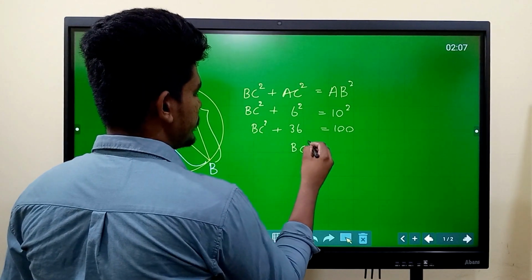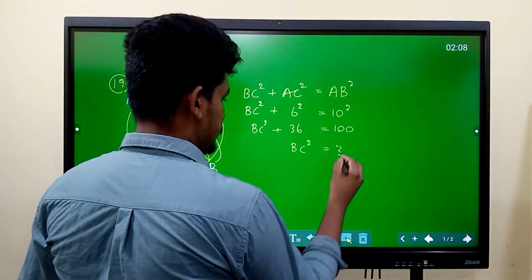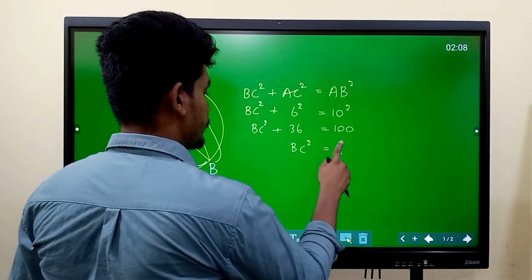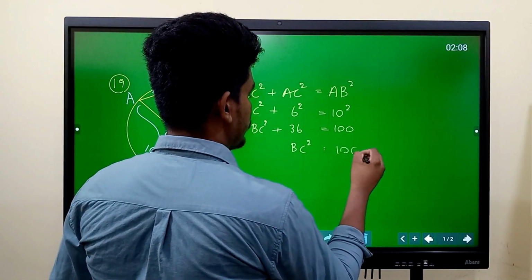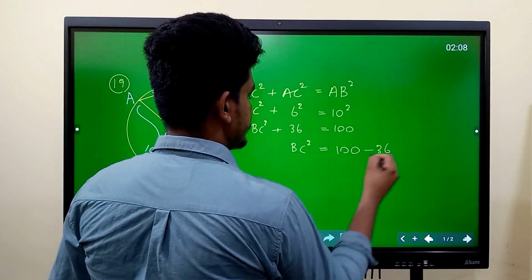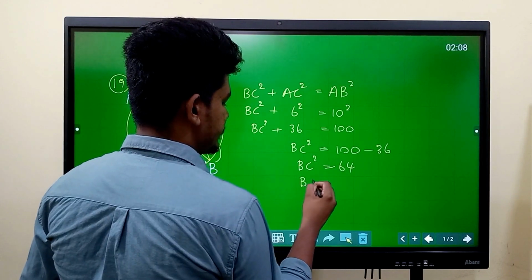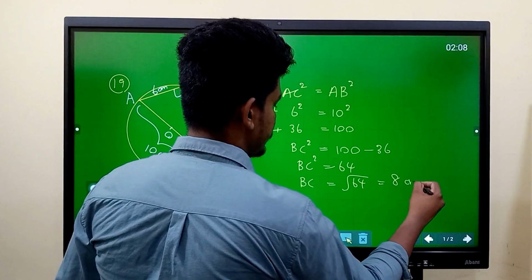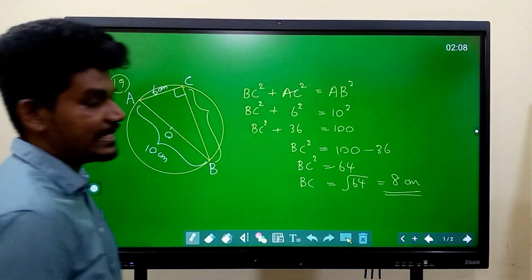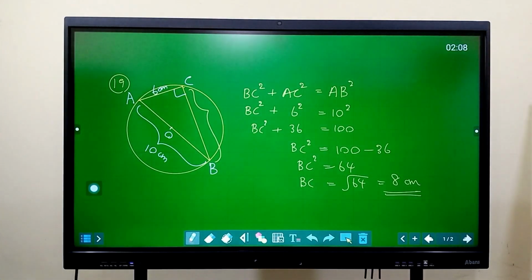Then if we subtract 36 from 100, 100 minus 36, it's giving equals to 64. Then if BC squared equals 64, BC equals root 64, we have to consider only the plus value. Then the length of BC is getting equals to 8 centimeters, right? 8 centimeters. Right, with 1 mark for the method and 1 mark for the answer.